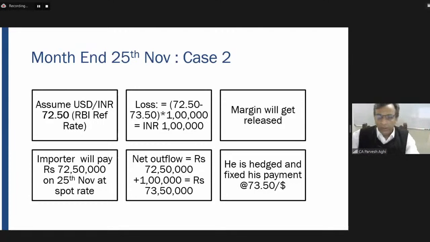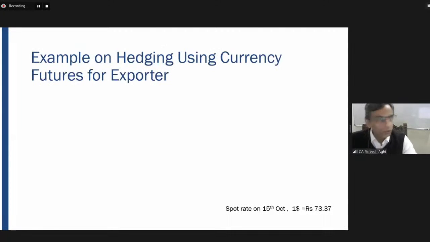Okay. So as I was telling you that here he is hedged with 73.5. So now we are going to do an example on hedging using currency futures for export.